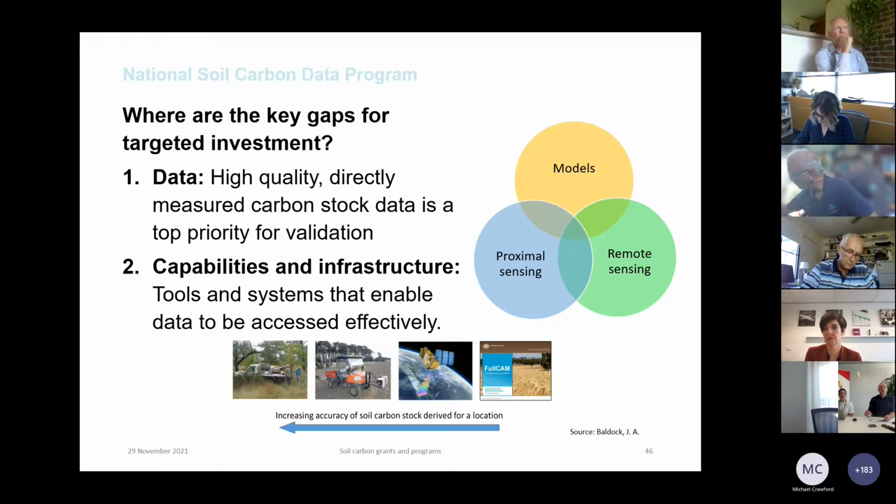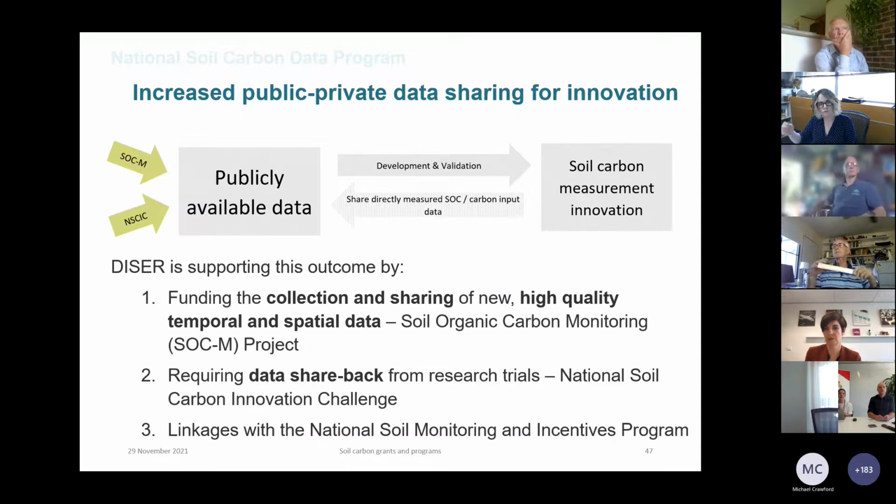We'll move on next. I wanted to dive in a little more into our thinking about what kind of outcome we are looking to support through this program, collectively with our colleagues at the Department of Agriculture, Water and the Environment, and in how we can best support technology development through the National Soil Carbon Innovation Challenge. What we're really looking to drive and facilitate is more publicly available data that can be used to develop and validate soil carbon measurement technologies, but also we're looking to find opportunities for data to be shared back into these publicly available repositories on soil organic carbon.